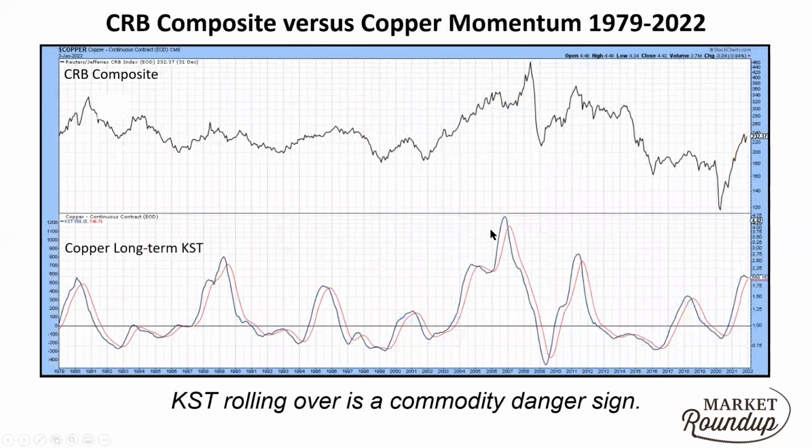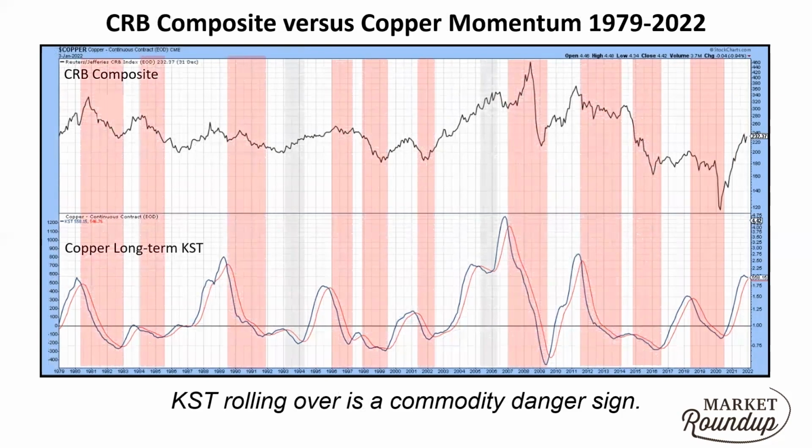So now we're looking at the CRB composite, and I've got a copper long-term KST to show you that when the KST is in a declining mode below its moving average, that tends to be bearish for the whole commodity markets. And we see the same thing here. You've got a couple of gray areas because here the KST was coming down and the CRB composite was going up. Right now, of course, we've got a sell signal, or almost a sell signal, for copper.